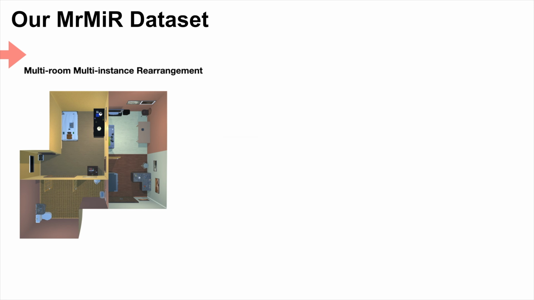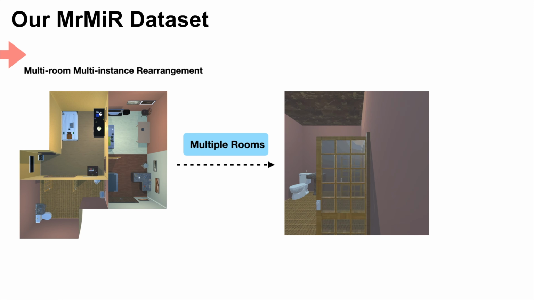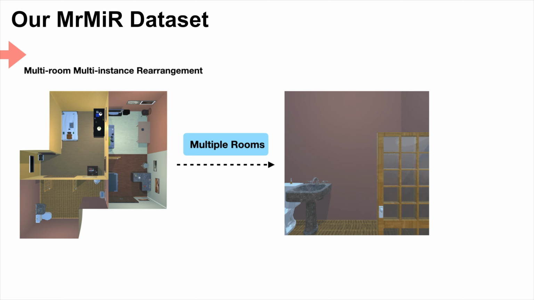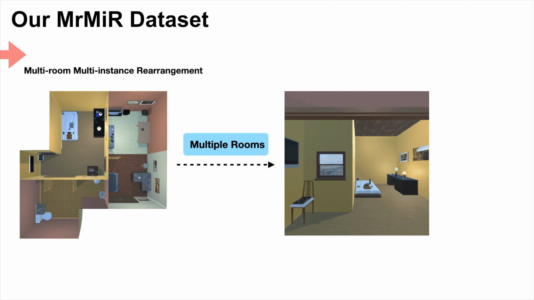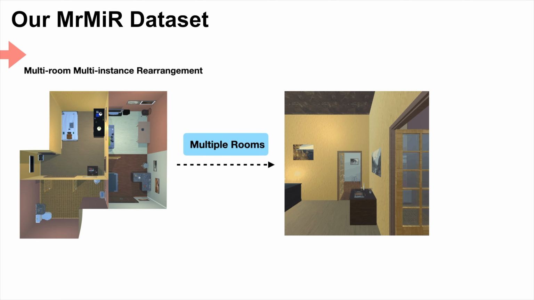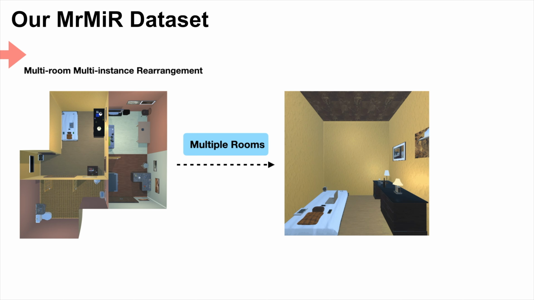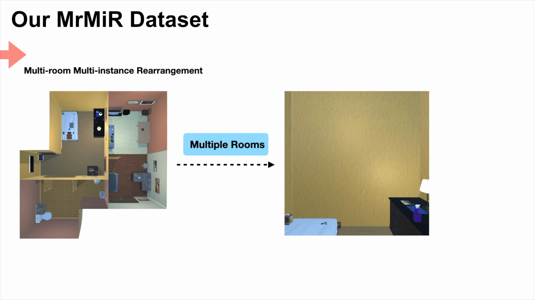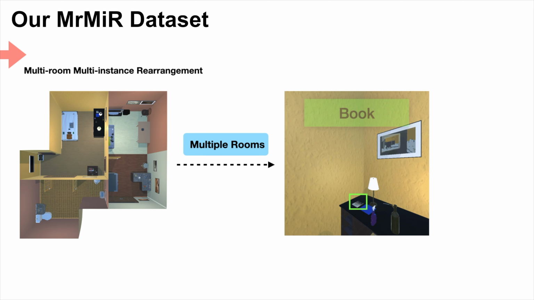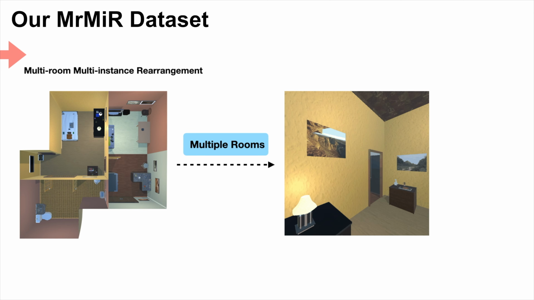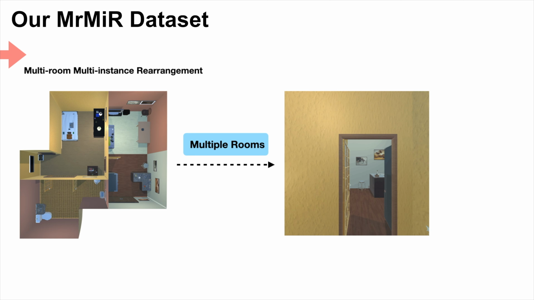To cater for the prevalent characteristics of indoor environments in reality, we build a more practical and challenging dataset MrMiR for the two-stage rearrangement task on the AI2THOR simulator, where the change in the state of an object can involve a broader spatial range, even extending across different rooms. Besides, there exist multiple instances within the same category that have different appearance.